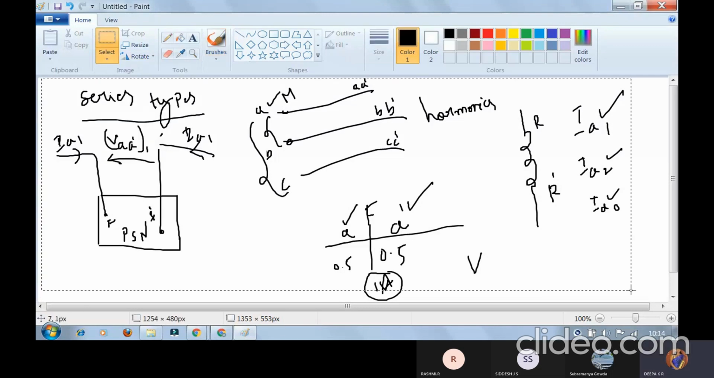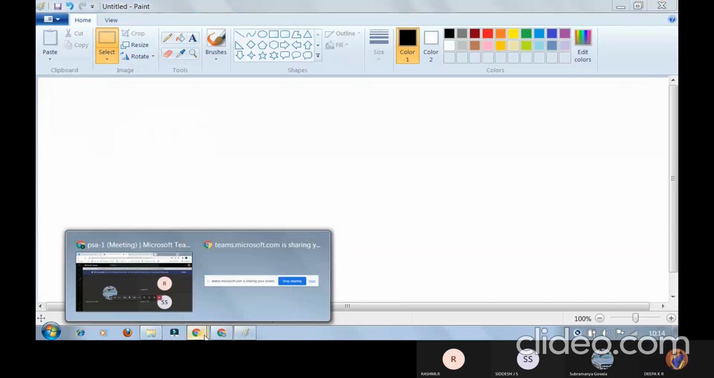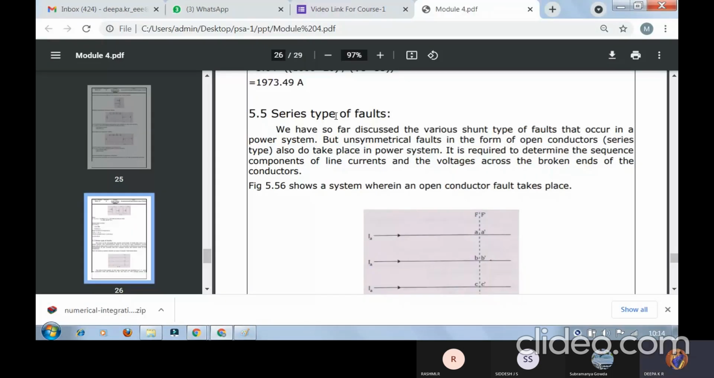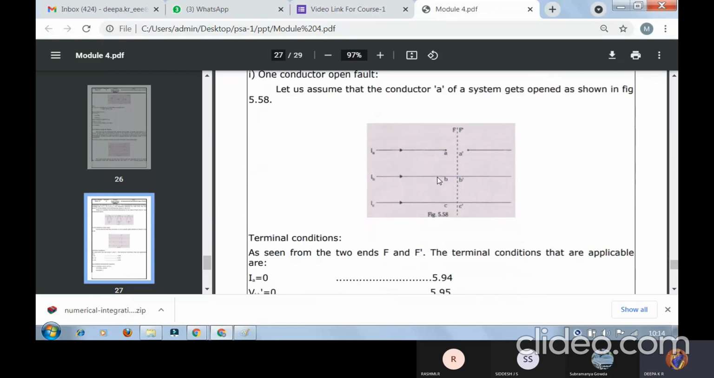I'll just show you the diagram. Please note that down. Take down the diagram of one conductor open fault. You can assume any phase; it is not restricted to A phase only. You can take B or C or A. Initially the first one is A, and I'm considering that as a one conductor open fault. So IA, as I said, breaks with starting and ending A dash, and the fault between F dash.